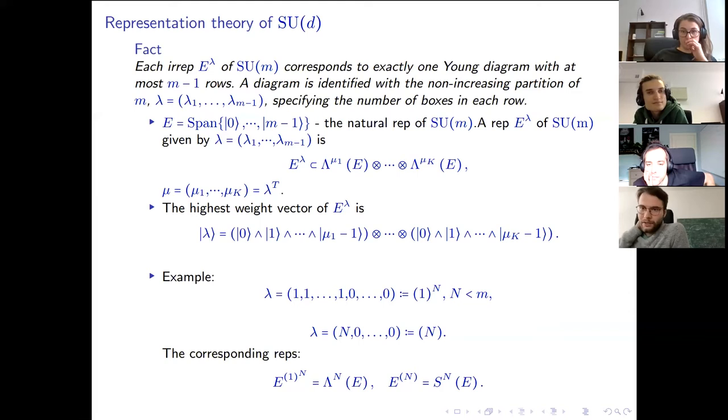Now, here is an example: if you have a row with n ones, you get the symmetric representation. And if you have a column with n ones, you get the alternating representation. Anyway, you can always write the highest weight vector of E lambda easily from lambda itself. You just need to transform like this.